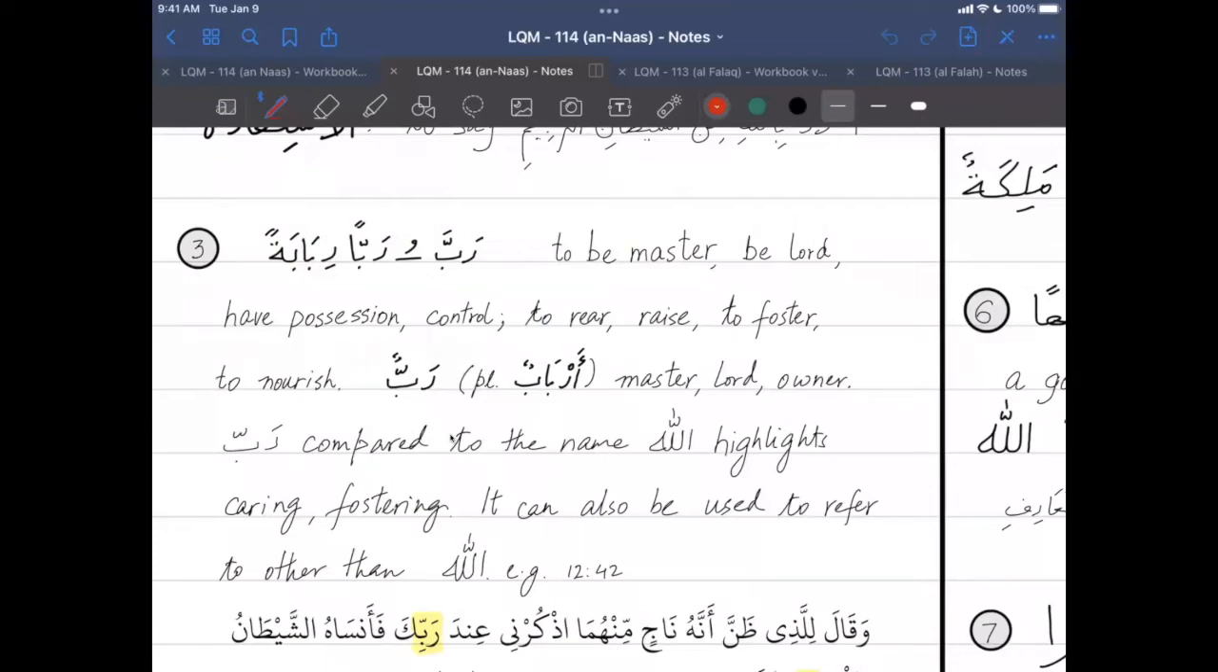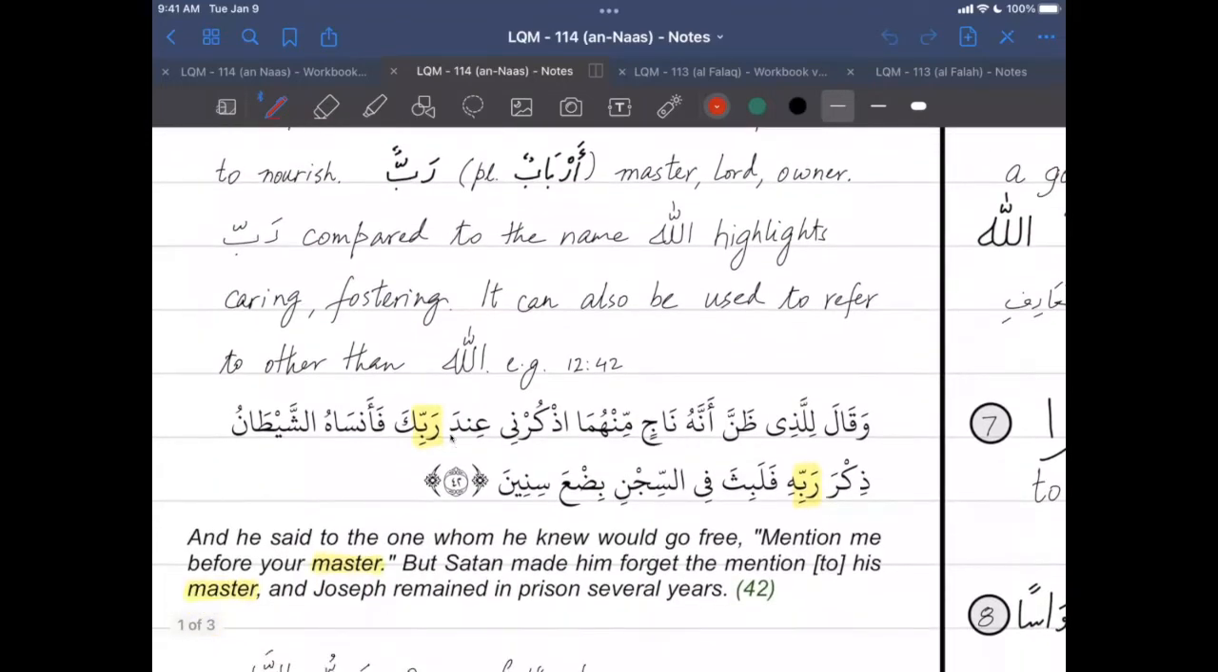And one of the dictionaries had an interesting comment. It said, Rabb, when compared to the name Allah, highlights caring and fostering. Okay. Allah is simply a name, it's a proper noun. But Rabb is a common noun. And when it is used to refer to Allah subhanahu wa ta'ala, then it basically highlights the fostering or the caring aspect of Allah subhanahu wa ta'ala. But it is important to note that it can also be used to refer to beings other than Allah. Okay.